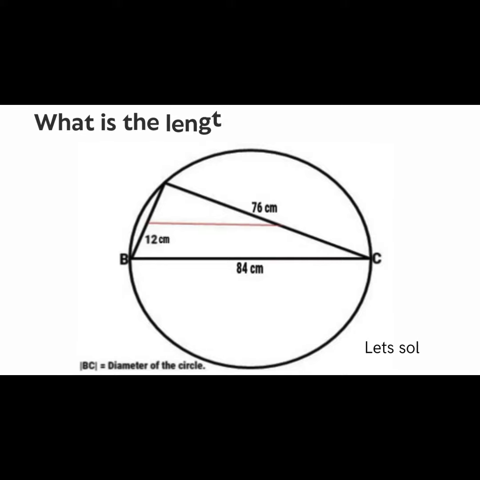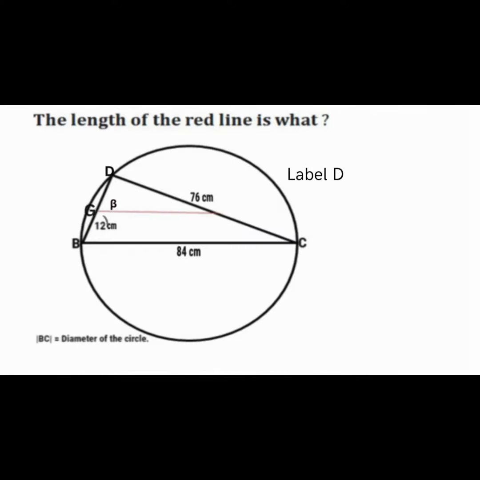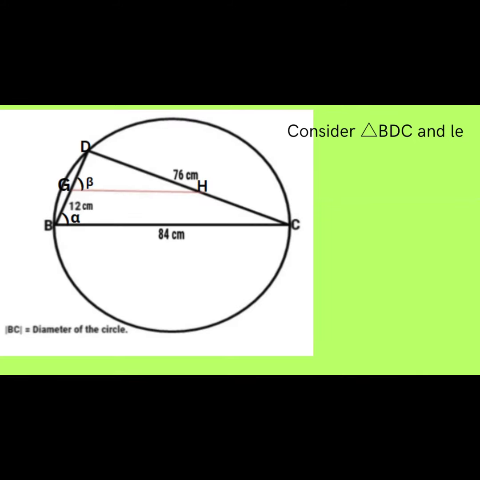What is the length of the red line? Let us solve it. Label D, G and H. Let angle B equals alpha and angle G equals beta. Consider triangle BDC. Let us find angle alpha.